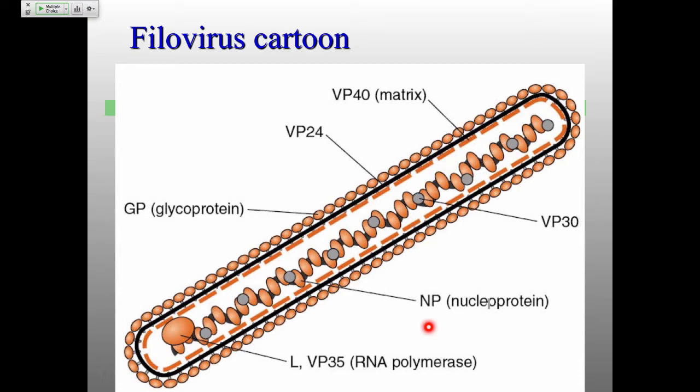And then we talk about some of the other viruses as we move on through the class here. They'll all be Ns and NPs. They're associated directly with your nucleic acid. And again, the big difference here is this VP30 protein that's also associated with the nucleic acid, which is here.